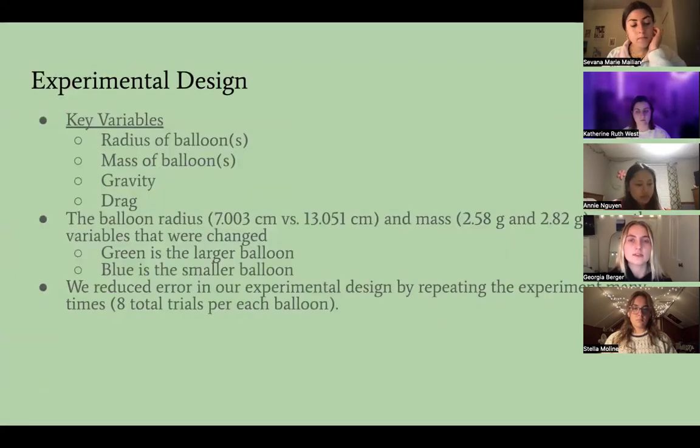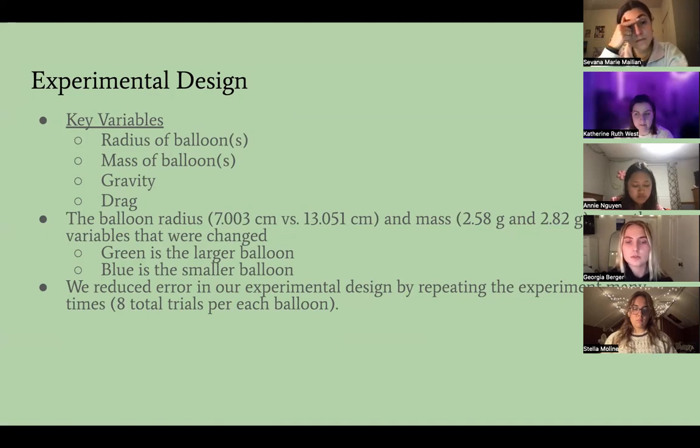And then this is our system schema, which is identical for both balloons. For our experimental design, we were looking at two balloons dropping from a fixed distance above the ground. And our key variables, we're looking at the radius of the balloons, the mass of the balloons, gravity, and drag force. The smaller balloon had a 7.003 centimeter radius and the larger balloon had a 13.051 centimeter radius. And then the two differing masses of the balloons were 2.58 gram and 2.82 gram. Those were the two variables that were changed.